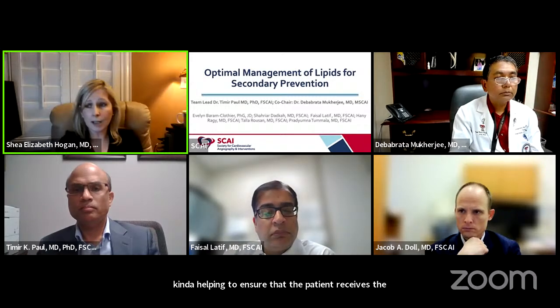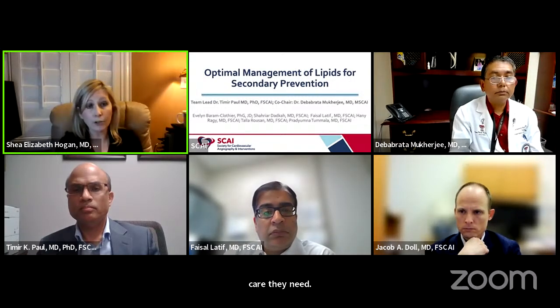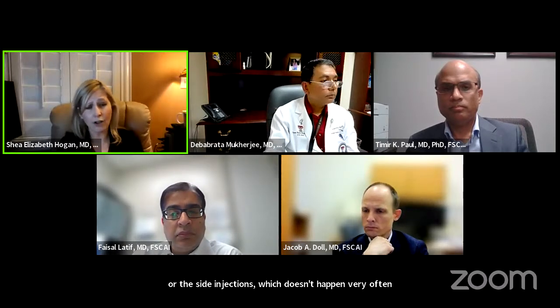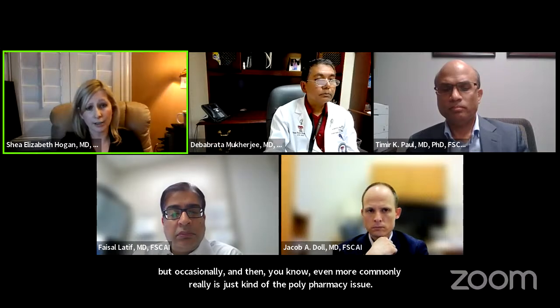In terms of PCSK9 inhibitors, again, we were able to successfully get people who need them the medication. The major pushback to the therapy is the site injections, which doesn't happen very often, but occasionally. And even more commonly really is just the polypharmacy issue. Because these patients are on so many medications already, we try to navigate that and minimize, taking away things that maybe are less effective.